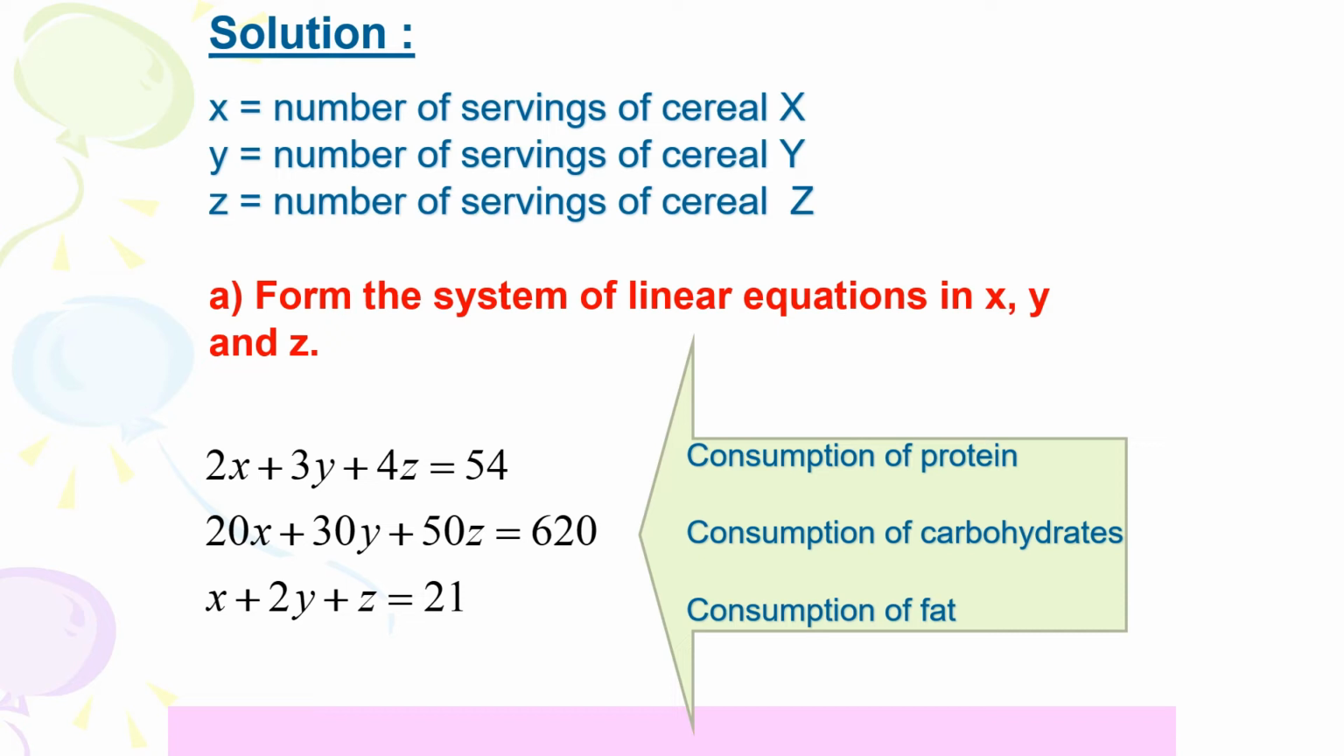Referring to the table, you can directly get the linear equations involving the three variables: 2x + 3y + 4z = 54, 20x + 30y + 50z = 620, which is for consumption of carbohydrates, and the last is x + 2y + z = 21. The last one here is the consumption of fat.